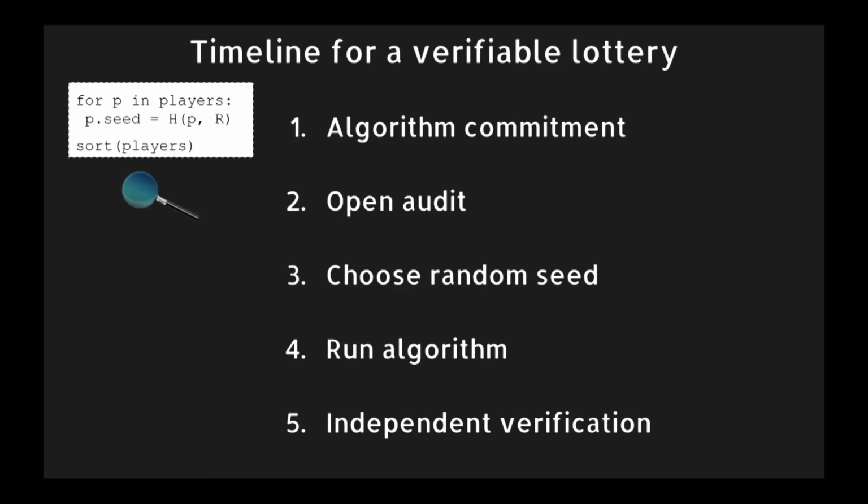So we want to have some time period where the algorithm is committed to and everybody can look at it. So everybody can make sure that this is correct, that it's actually implementing a fair lottery, that if they signed up, their name is actually included, and so on and so forth.